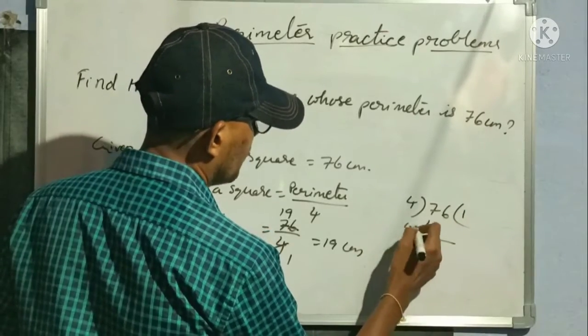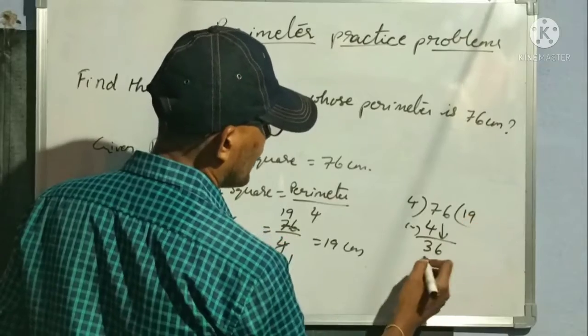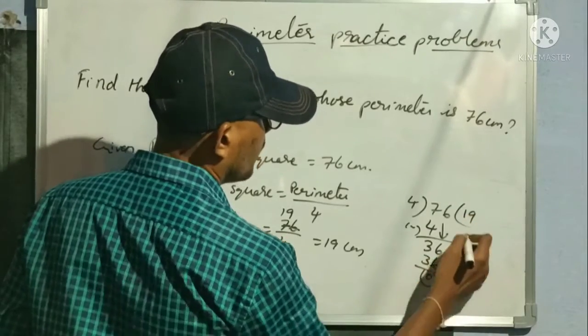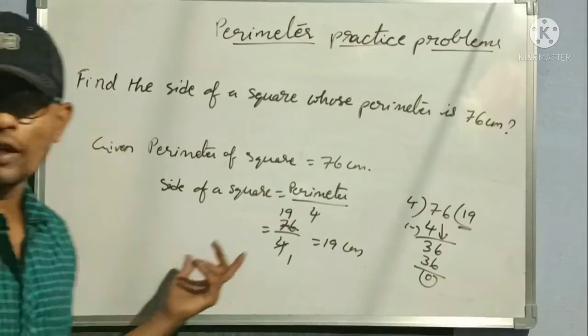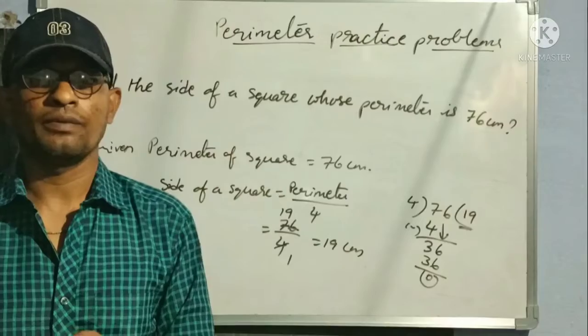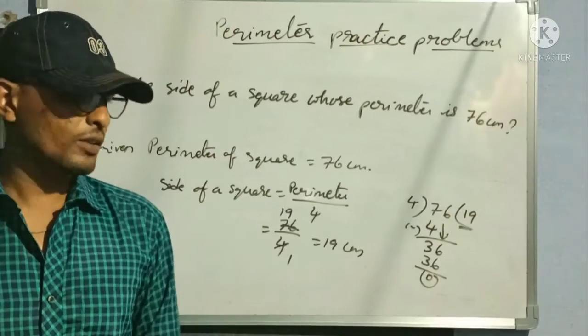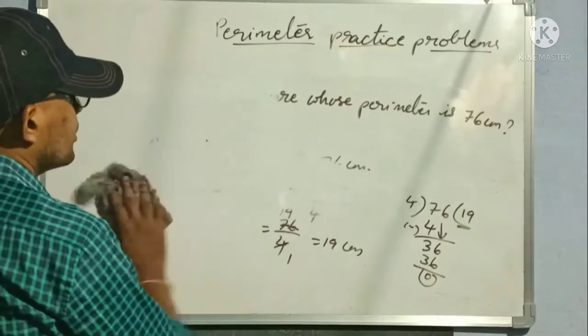4 ones 4. So 7 minus 4 is 3. 36. 7 nines 36. So 0. So my answer is 19. Understood? Very simple and very easy problems related to perimeter. Clear? So next, let us go for perimeter of a rectangle, and the remaining will continue in our next class.